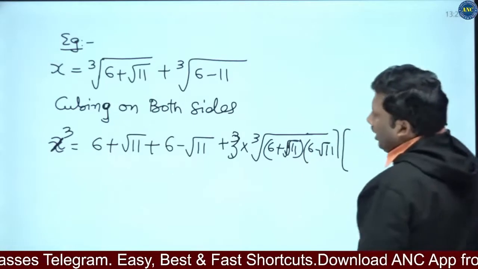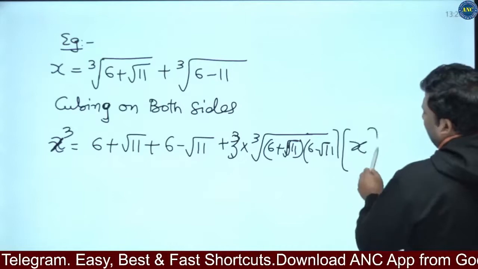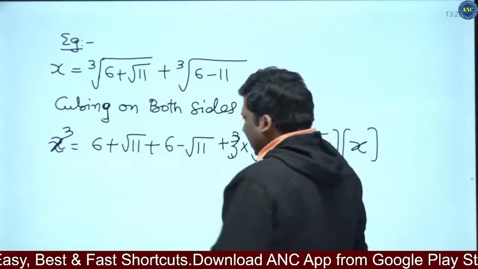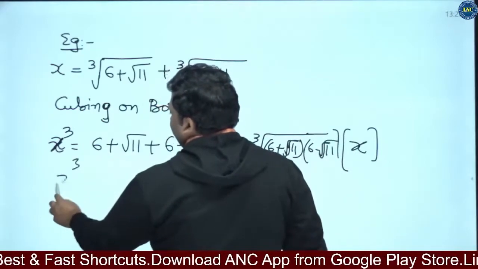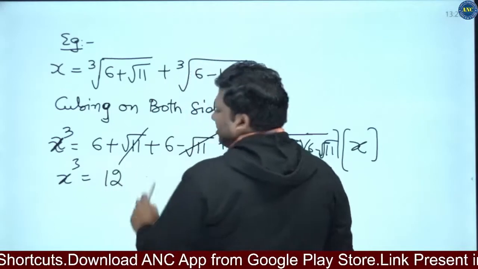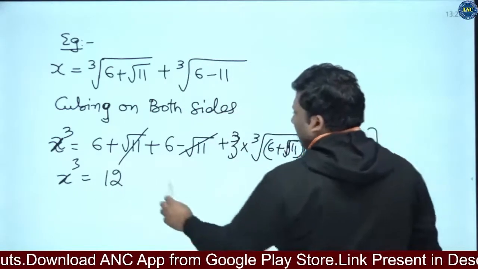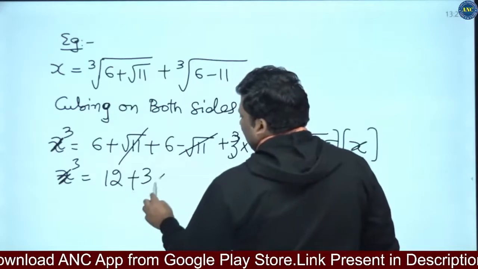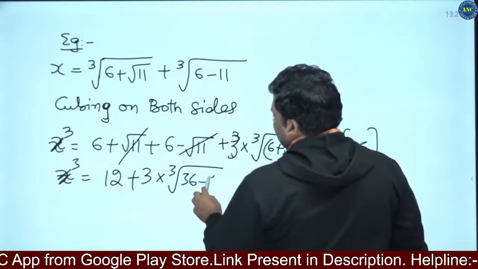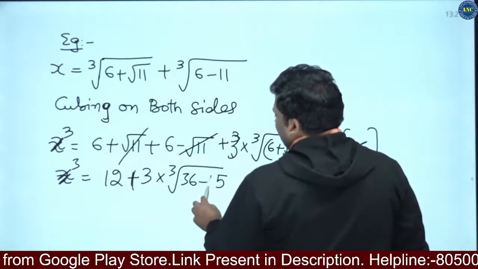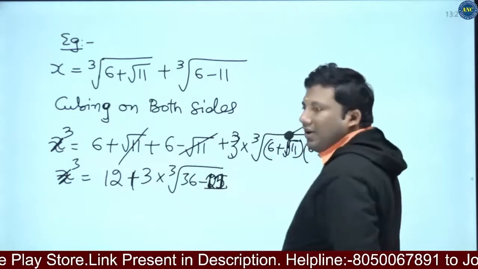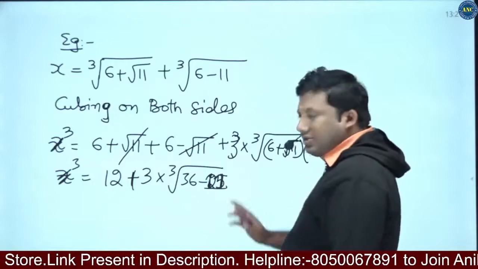Into a plus b, and a plus b is 6. Are you all with me? So x cube equals, plus root 11 and minus root 11 cancel, 6 plus 6 is 12, plus 3 into ab. ab is the cube root of 36 minus 11, which is the cube root of 25.